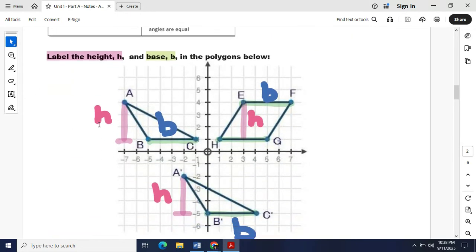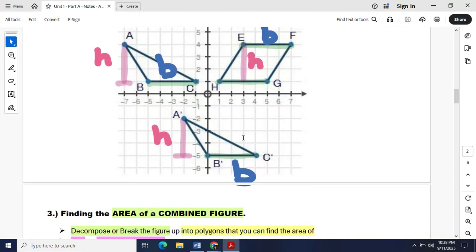Label the height H and the base B in the polygons below. So in the first image, the one on the bottom is the base, and the height is perpendicular to the base. If you look at the top right, the base could be the top or the bottom, and the height is perpendicular to it. If you look at the last triangle on the bottom, the base is on the bottom, and the height again is perpendicular to the base.